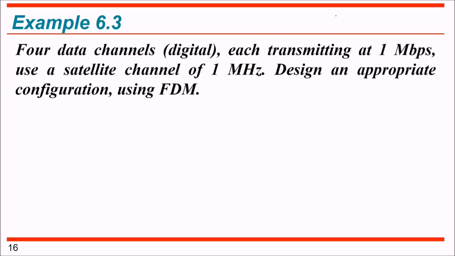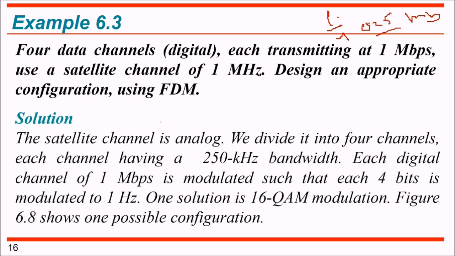4 data channels, 1 Mbps. 1 Mbps divided by 4 is 0.25 Mbps, that is 250 kilohertz. A satellite channel is analog. We divide it into 4 channels, each having 250 kilohertz. So each digital channel of 1 Mbps is modulated so that 4 bits are modulated to 1 Hertz.